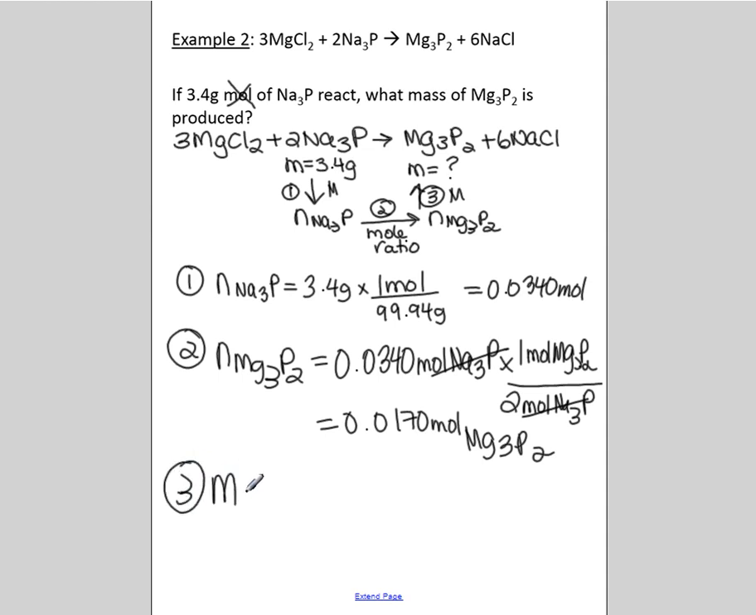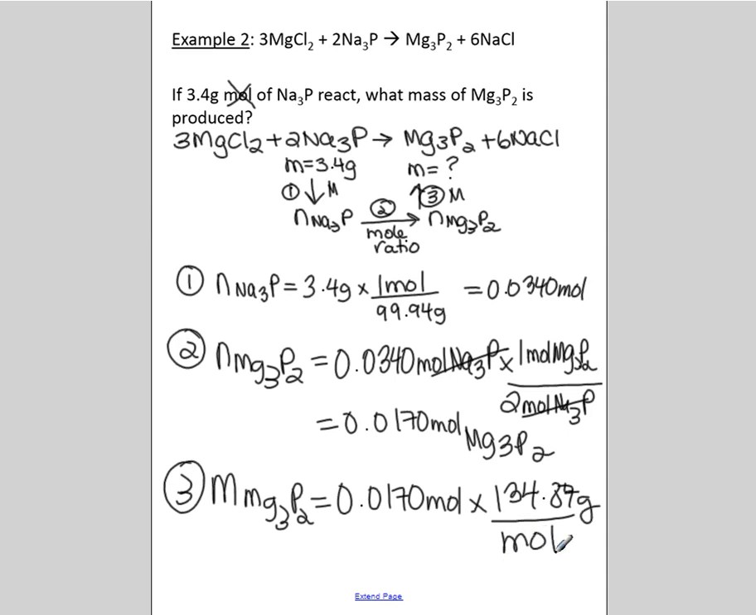So mass of magnesium phosphide, we take our moles from step 2 and we're going to multiply it by the molar mass. But this time we want the mass on the top because we want to end up with grams. So 134.87 grams per mole. When you get your answer, you should get about 2.292. And again, make sure you're rounding to significant digits. Here we want 2 significant digits, so it should be about 2.3.